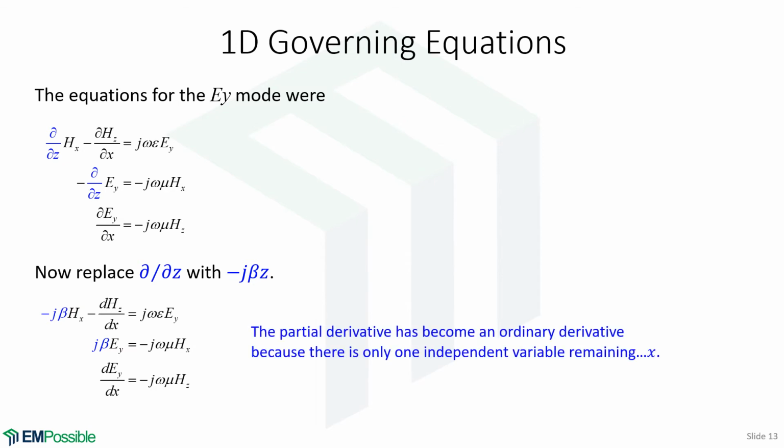One last thing has happened. We had partial derivatives up here with respect to x and with respect to z. However, once we've eliminated the partial derivative with respect to z, there's only one independent variable left, and that's x. So we don't need to write a partial derivative. We can write an ordinary derivative because there's only one independent variable left.